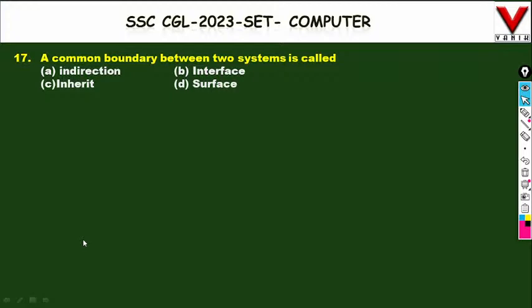Indirection means, in the question, the greater than symbol indicates indirection in DOS, that is input. Interface means the communication we are dealing with the system, that is CUI, command user interface, GUI, graphical user interface, MUI multi-user interface and SUI single user interface. Inherit means when a class inherits from a parent class, it is known as a child class.